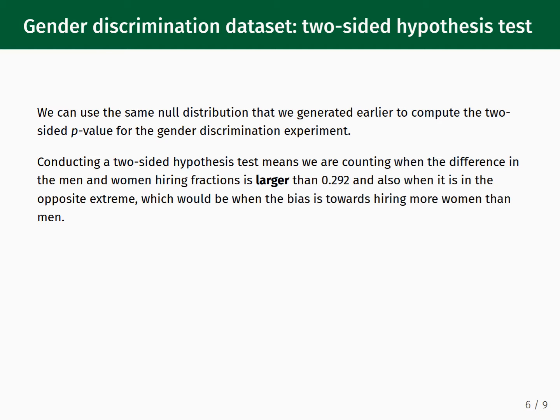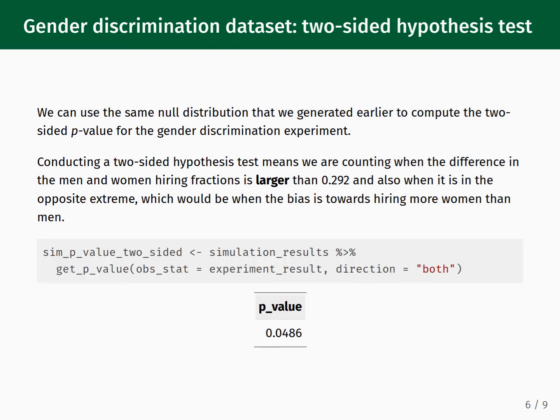We take the code we use to calculate the one-sided p-value and make a single change. We set the direction keyword equal to both. We obtain a p-value of 0.0486. This is smaller than a significance value of 5%, so again, we reject the null hypothesis and conclude that the data provide convincing evidence of gender discrimination in promotion decisions.